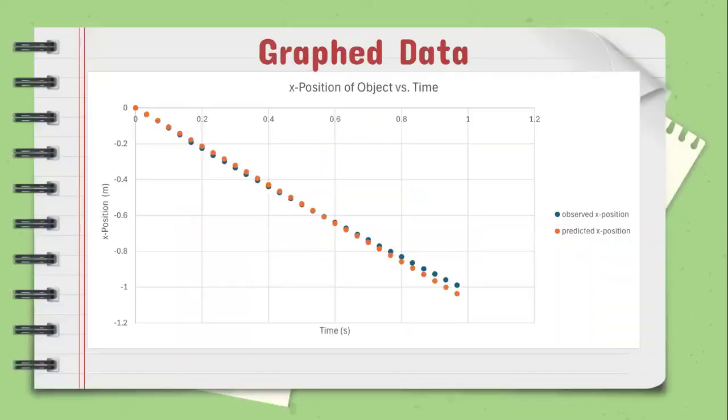When we graph the data, it lines up pretty well. The observed x position and the predicted x position are both fairly linear. The predicted is obviously a little perfect, and the observed has slight deviations. We'll explain why that's the case in a second. But as you can see, our hypothesis was correct that at constant velocity, the motion of this object will be linear and will be increasing by an even amount with each time interval.